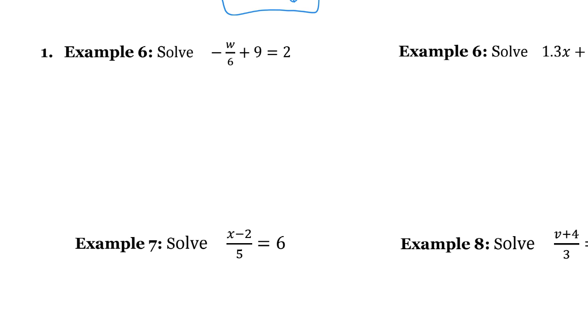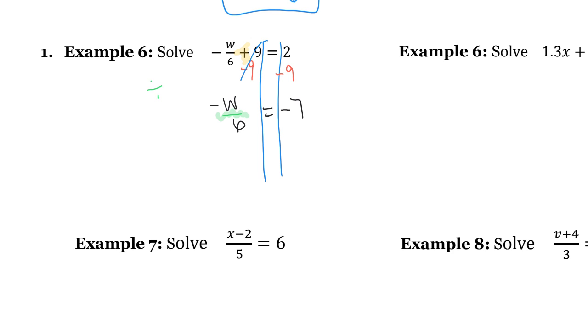So we're going to go through this one, and we draw the river. We always do the opposite operation. So the opposite of +9 is -9. Those get canceled. Bring down our negative w/6. Our equal sign comes down. 2 minus 9 is -7.